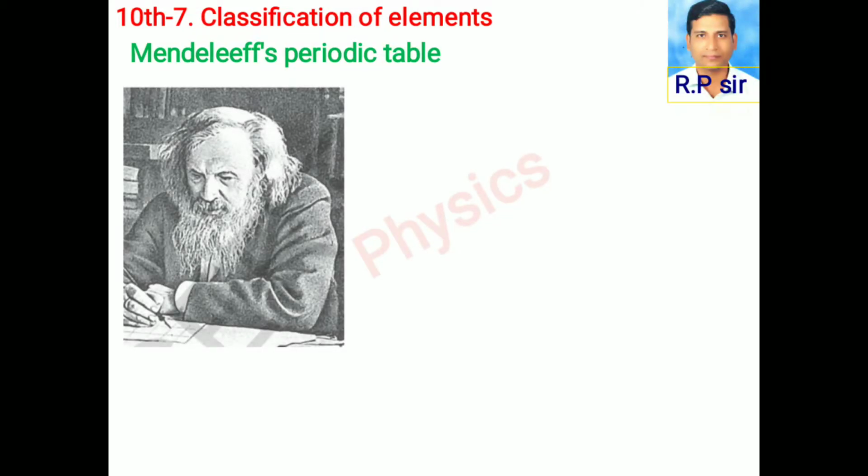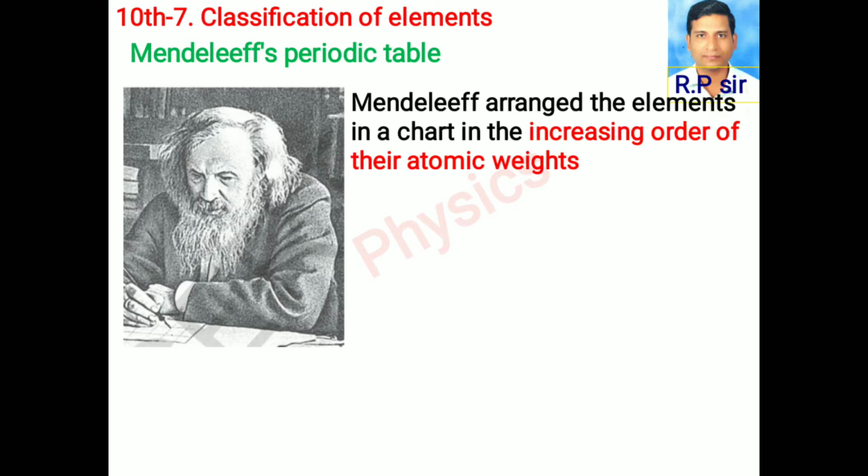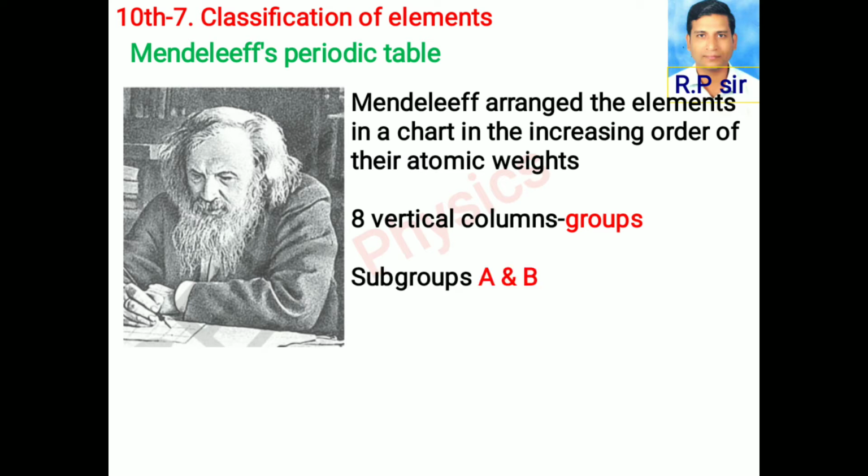Let us know about Mendeleev's periodic table. Mendeleev arranged the elements in a chart in the increasing order of their atomic weights. He divided the chart into 8 vertical columns known as groups. Each group is divided into A, B subgroups.